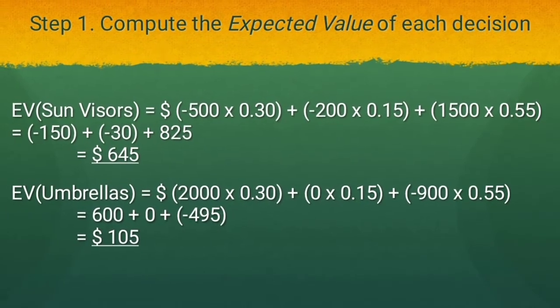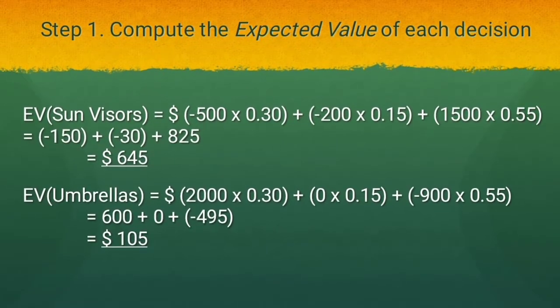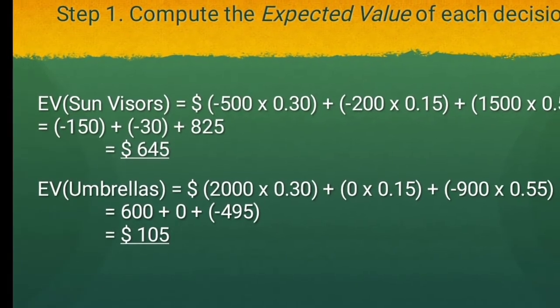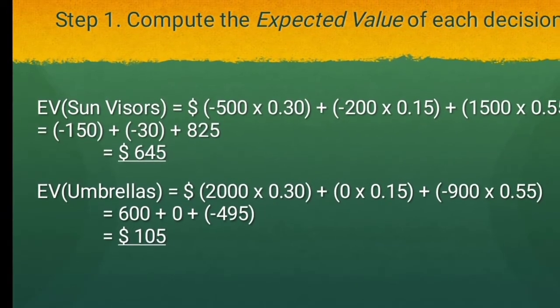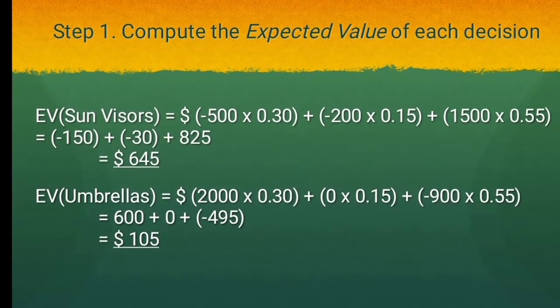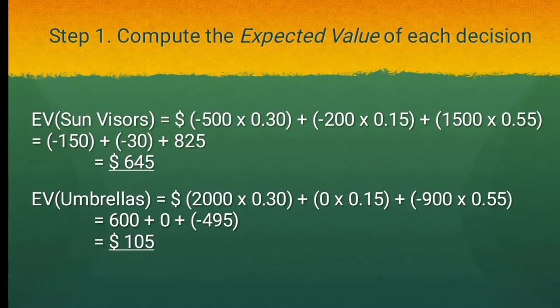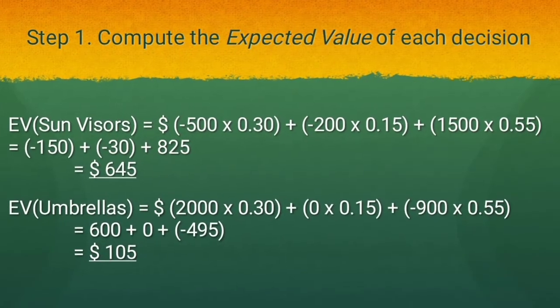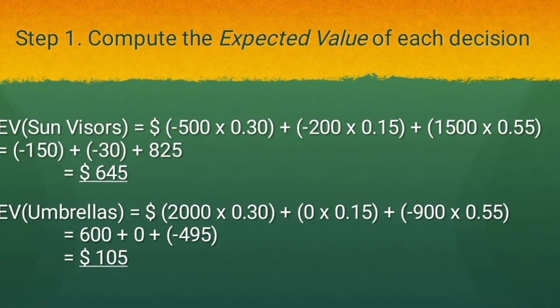We multiply the decision outcomes and the probabilities, so we get negative 150, negative 30, and 825. We just add it all up, so we get $645. We will do the same for the expected value of the umbrellas, with its given decision outcomes for each state of nature and its probability.